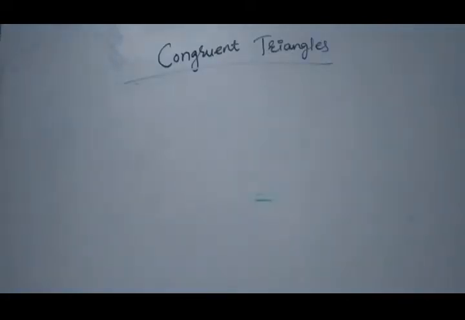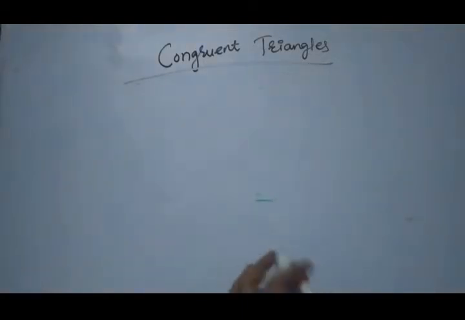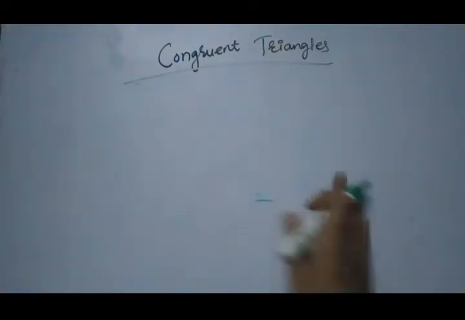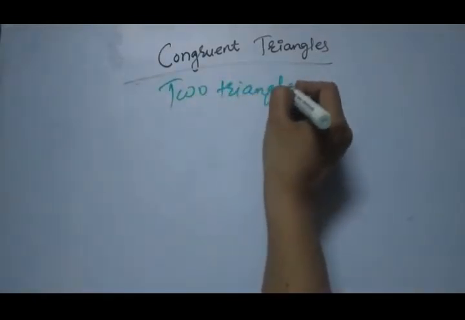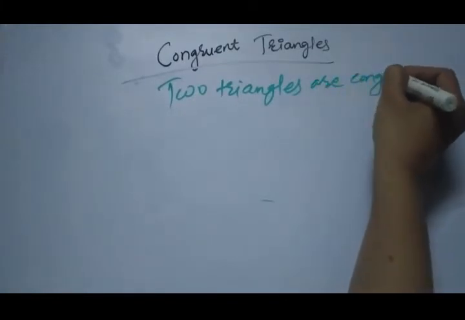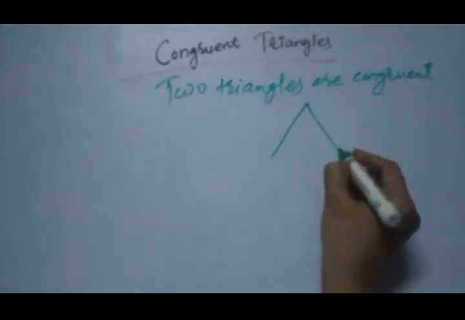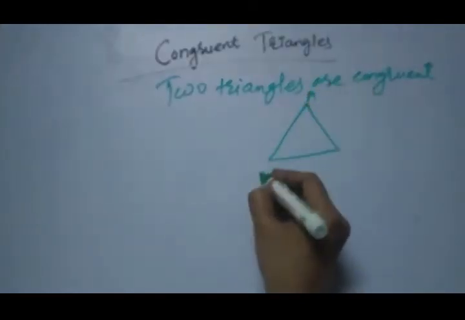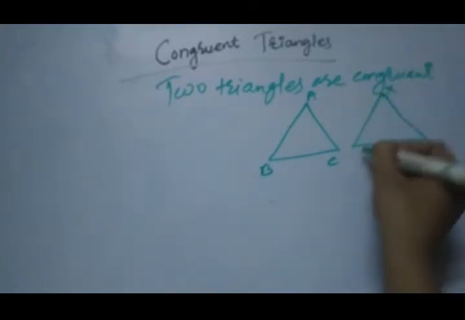So now the next topic is congruent triangles. If you want to show that two triangles are congruent, then they should be of exactly the same shape and the same size. Suppose this is one triangle ABC, and there is one more triangle XYZ.